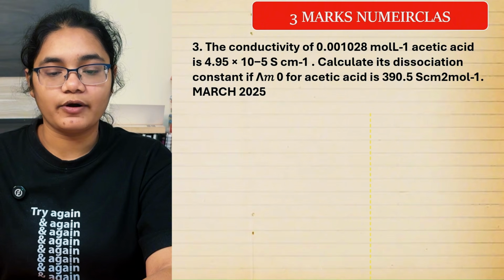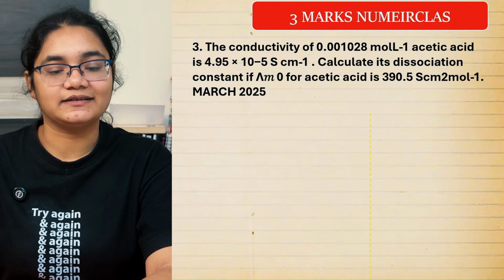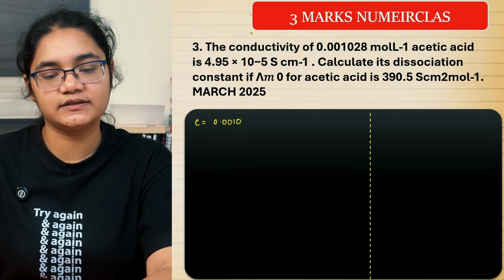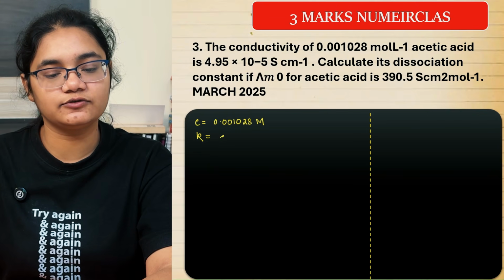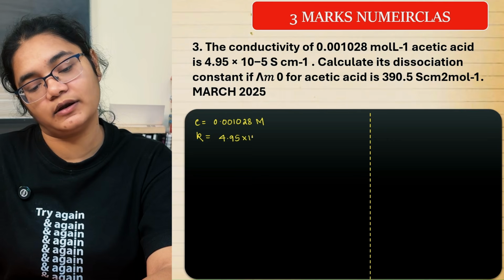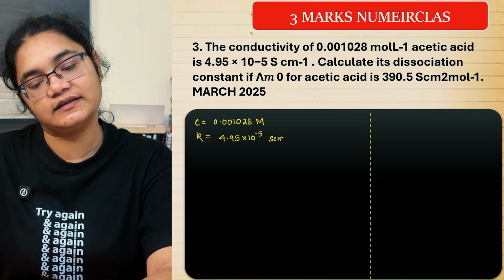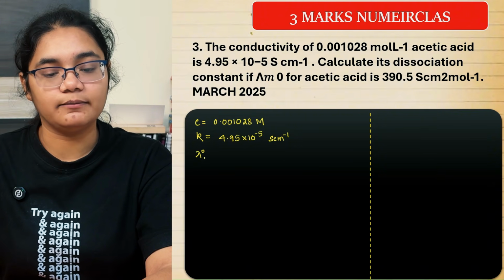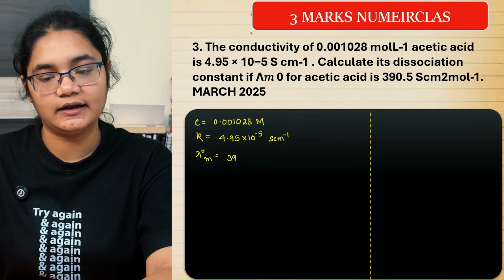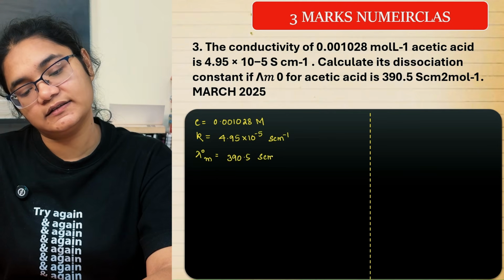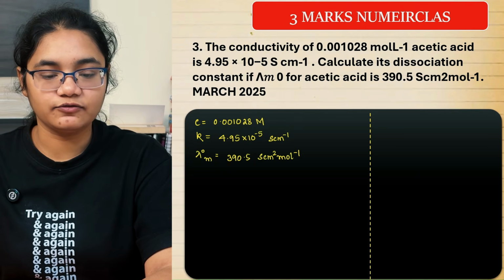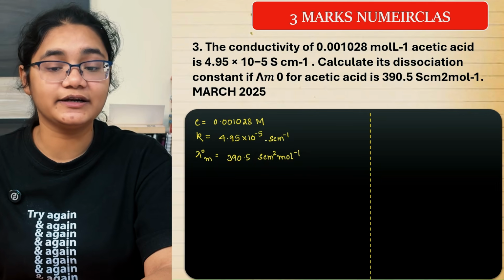Next, the conductivity of 0.001028 moles per liter acetic acid. First of all, the concentration given is 0.001028 molarity of acetic acid. Conductivity value, that is the kappa value, is 4.95 into 10 to the power of minus 5 S centimeter inverse. Calculate its dissociation constant, if the limiting molar conductivity is 390.5 S centimeter square mole inverse. So first of all, what do we need to calculate? Calculate its dissociation constant.